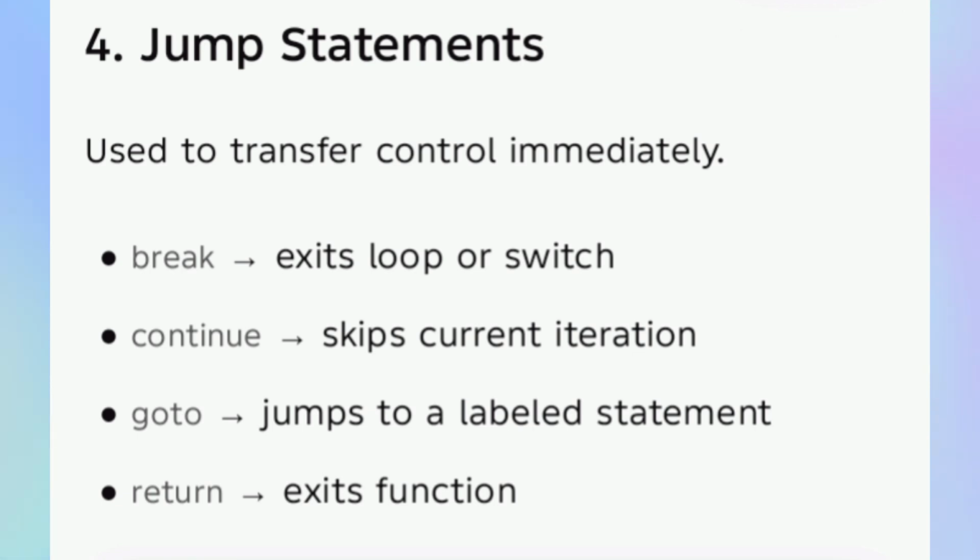Next one is a jump statement, used to transfer the control immediately. The jump statements are: break, exit the loop or switch; continue, skip the current iteration; goto, jump to a label statement; or return, exit the function. What is break? What is continue? Continue means skip the specified condition, that line of statement, that printing line, is skipped.